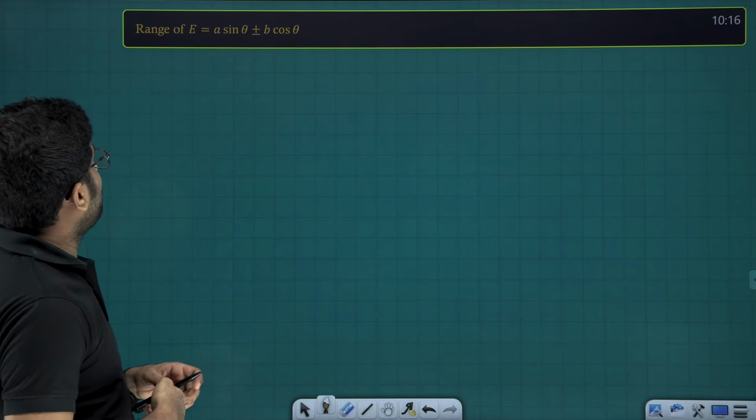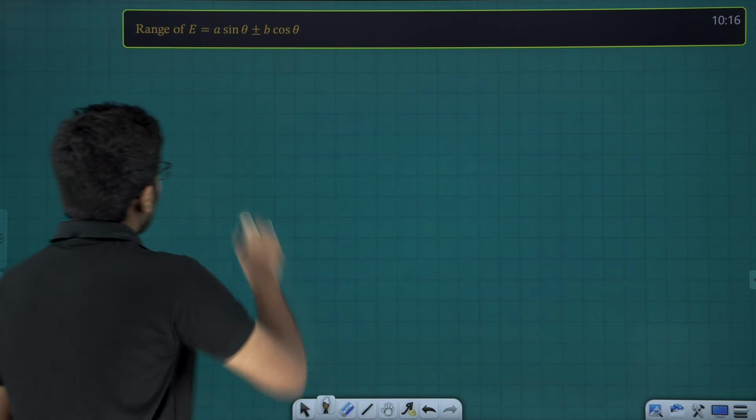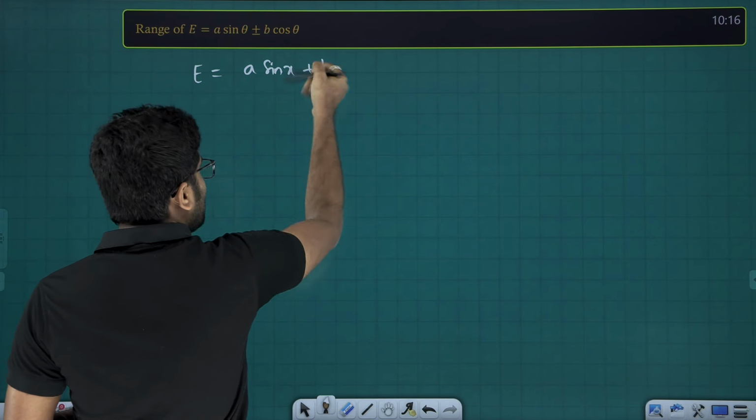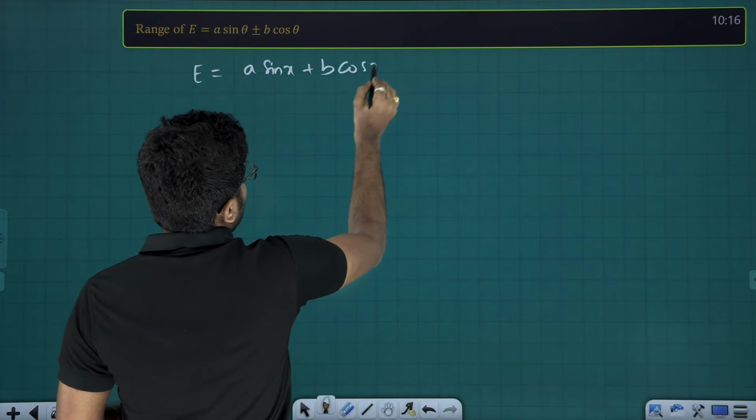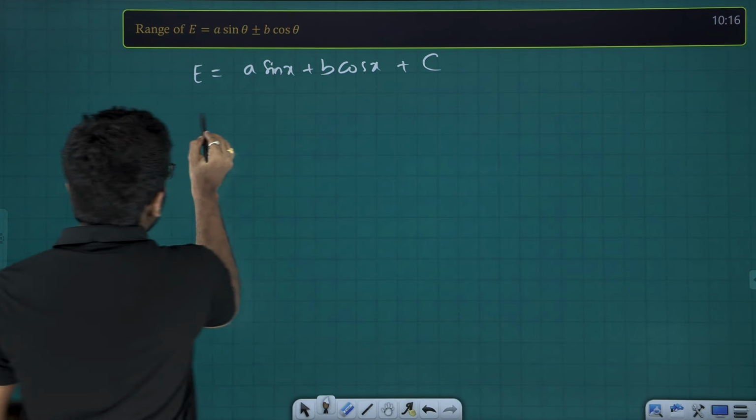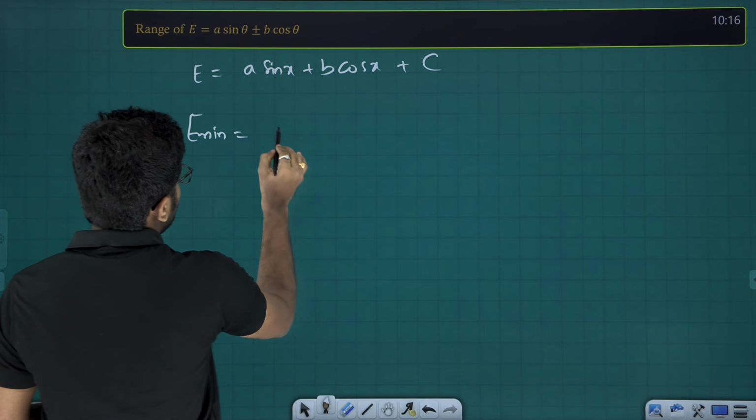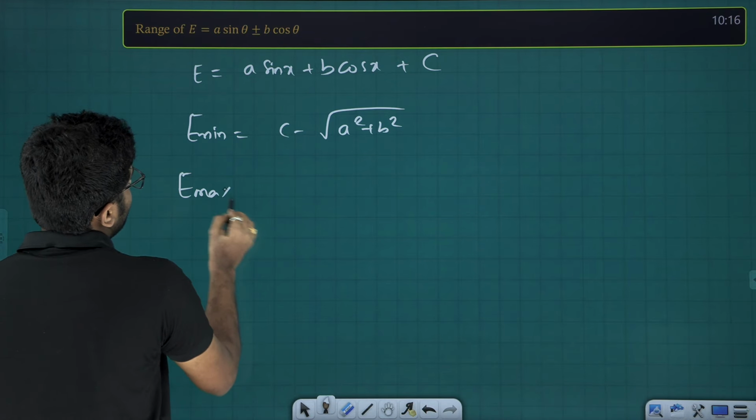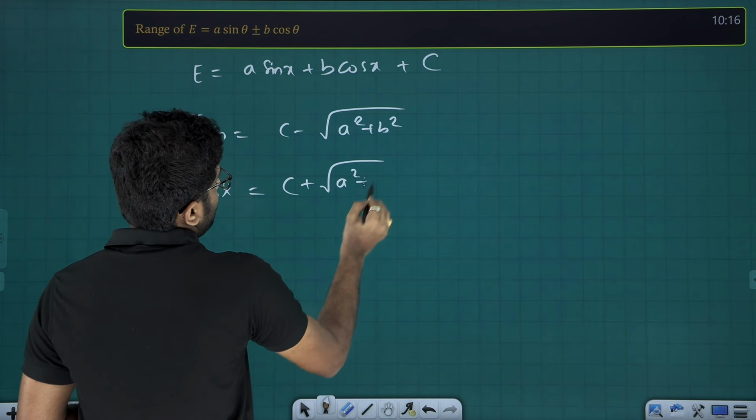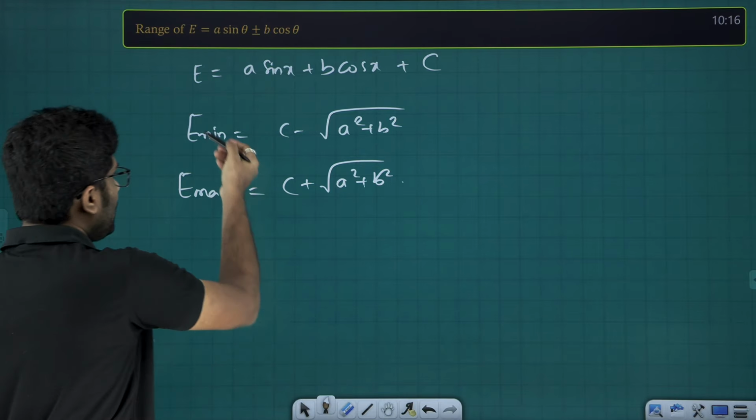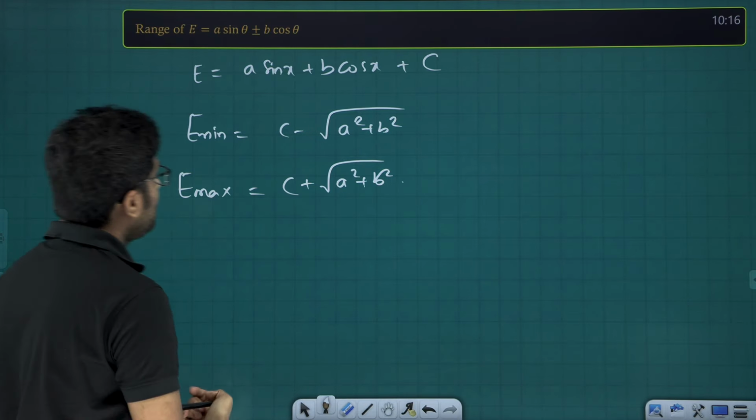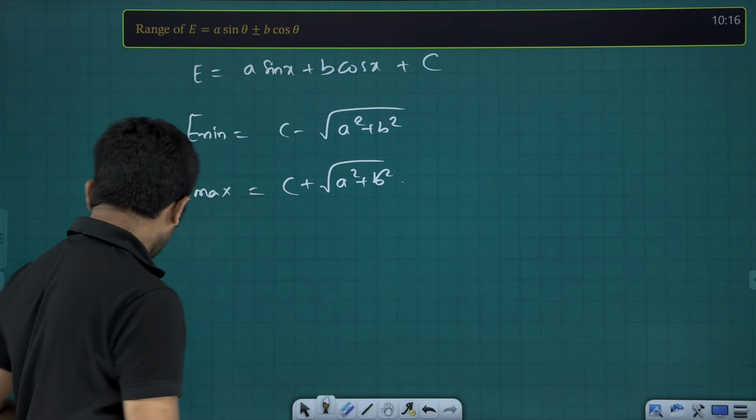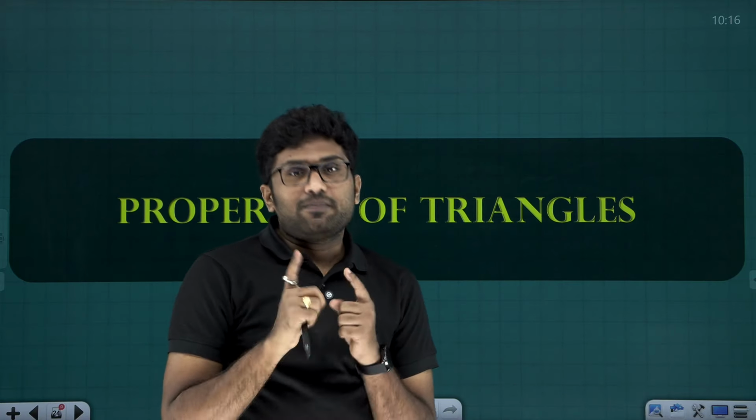Next, range of the function which is of the form a sin x plus b cos x. I also add a c. Suppose e is equals to a sin x, either plus or minus, anything is fine, plus b cos x plus c. The minimum value of this is c minus square root of a square plus b square, and the maximum value of this is c plus square root of a square plus b square. So the range will be e minimum to e maximum. Clear? If there is no c, then it will be only minus root a square plus b square to plus root a square plus b square. So friends, with that we are done with the complete trigonometry.